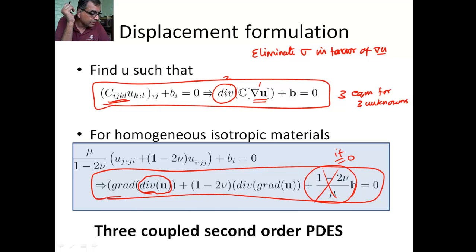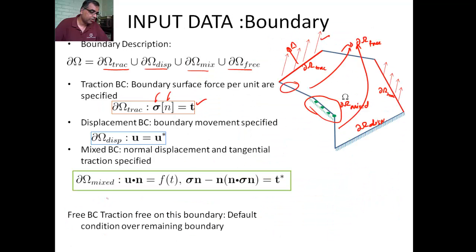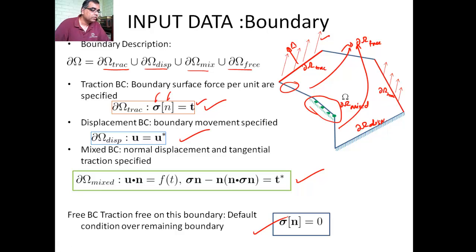Okay, this gives us 3 coupled second order partial differential equations together with the boundary conditions. And just to make sure we know what the boundary conditions are, I'm going to go all the way back. There you go. Boundary conditions are traction and displacement. So if you set this up, you now have converted the entire physics problem into an entire mathematics problem. With that, we are done.